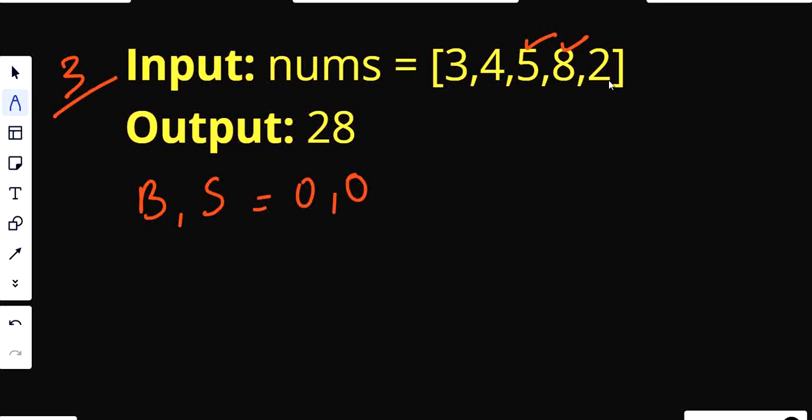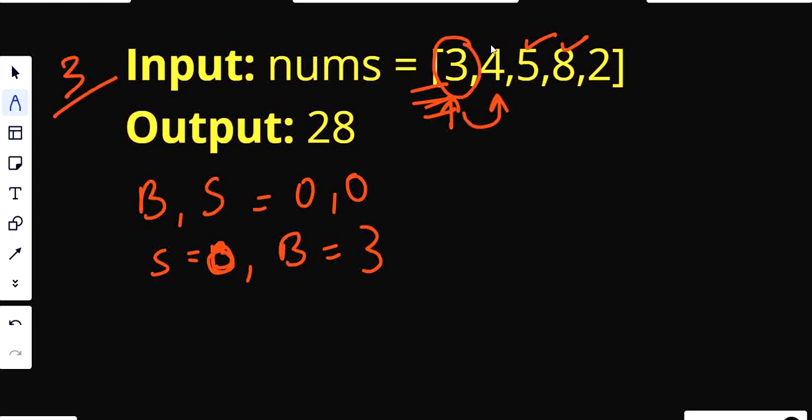Let's traverse this array, and what I'm saying is, if this value is greater than biggest, in that case firstly update the second biggest, which will become equivalent to biggest, and then update biggest with this number, that is 3. So now my second biggest becomes 0 and my biggest becomes 3. Then I will go to the next element. I will again check the same thing.